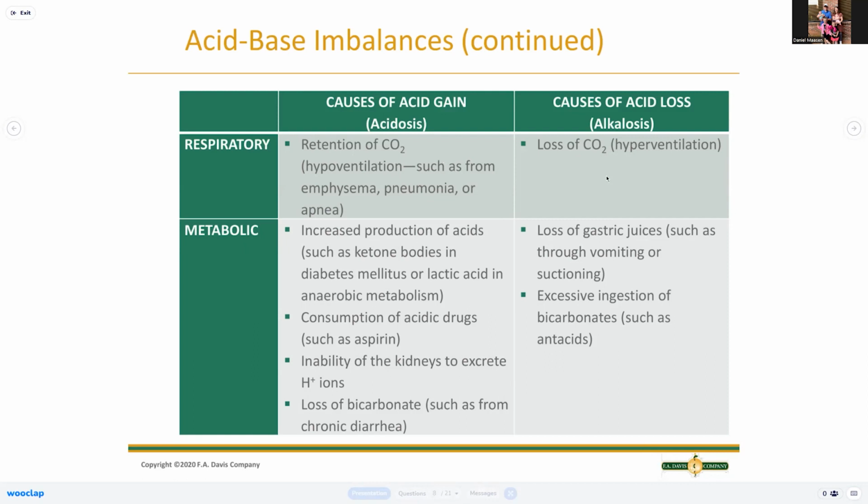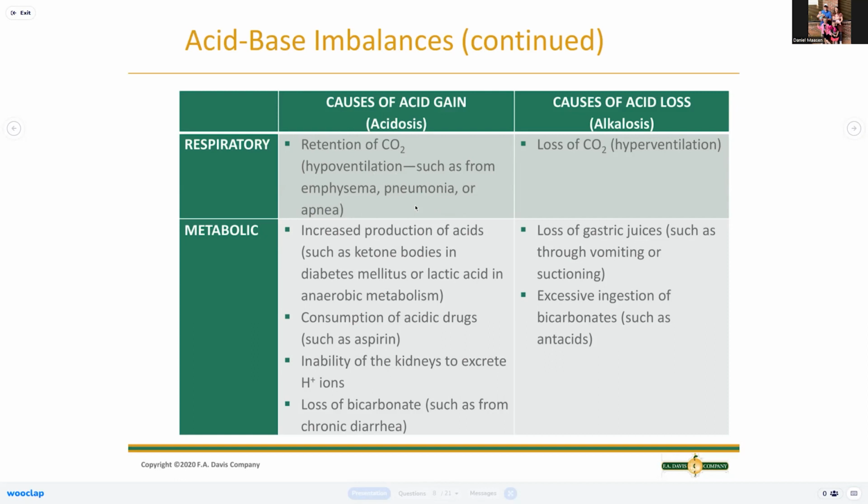Metabolic would be talking about either loss of bicarb or excess hydrogen ions. That's what metabolic is focusing on. Okay, so respiratory is kind of easy. Two big things: retention of CO2, meaning I've got more CO2 than I need, which means hydrogen ions follow, and this could be related to emphysema, pneumonia, or apnea, like sleep apnea.